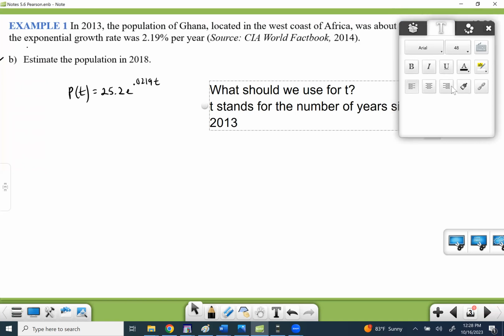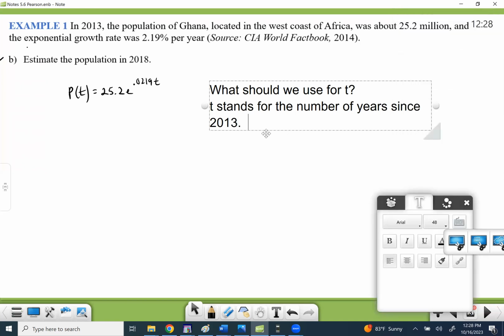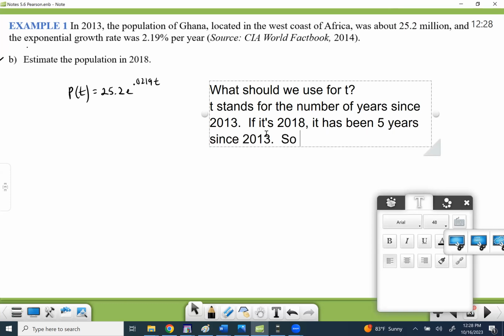So let's get that out of the way. If it's 2018, it has been 5 years since 2013, so t equals 5. If you're struggling because it's a big one, you're just subtracting there, right? 2018 take away 2013, that's how we got the 5. So we're going to go ahead and substitute 5 in.